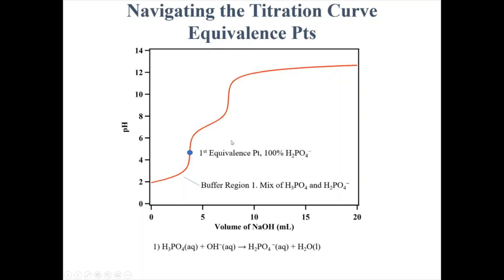So now let's navigate the titration curve. What's happening in this titration curve? We're going to start from the beginning. We're going to take our acid, put it in a beaker, and start adding base to it.